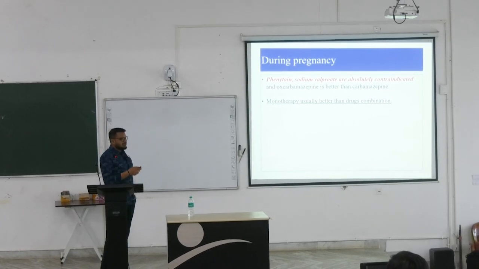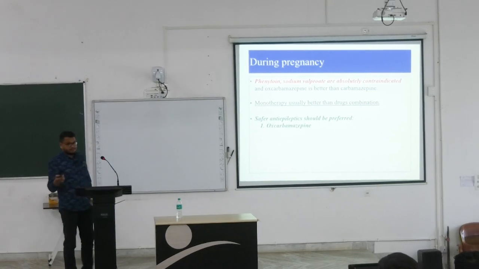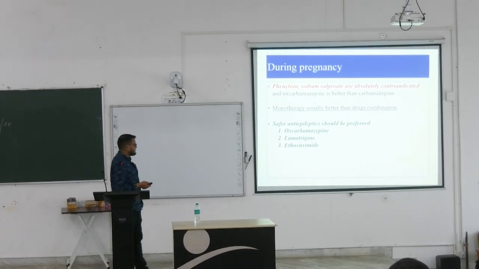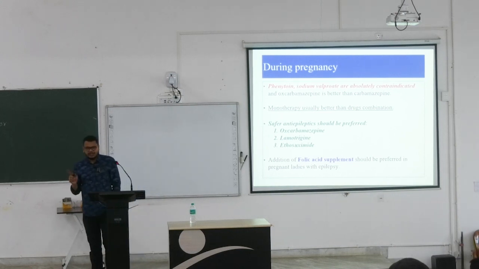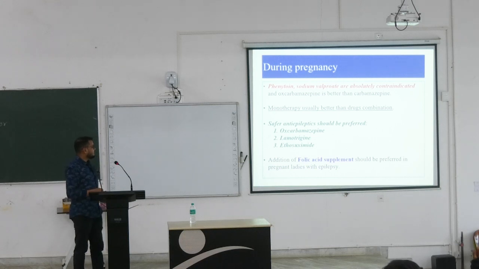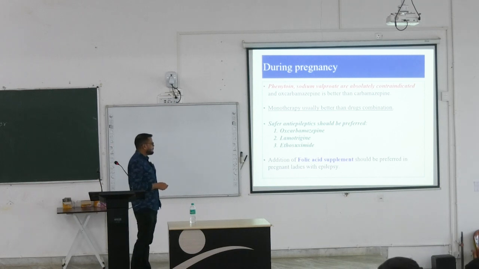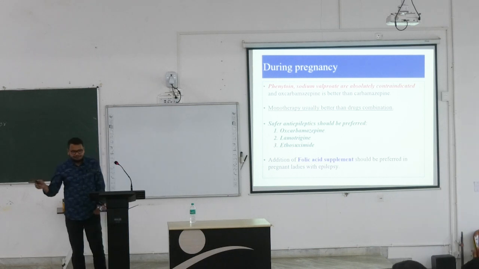Monotherapy is usually better than drug combinations, definitely. Safer anti-epileptics should be preferred. What are the drugs? Oxcarbazepine, newer agents, lamotrigine, ethosuximide. These are the drugs. And add a folic acid supplement. Always add a folic acid supplement with it, because some drugs, say oxcarbazepine or carbamazepine, cause blood dyscrasia. Leukopenia may happen. So oxcarbazepine, lamotrigine, ethosuximide are the drugs of choice for seizure in pregnancy.